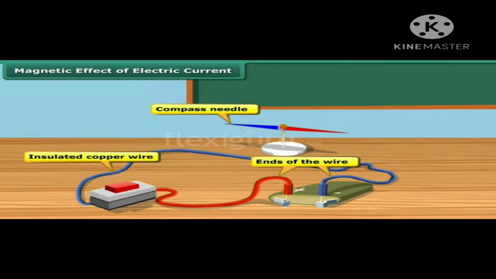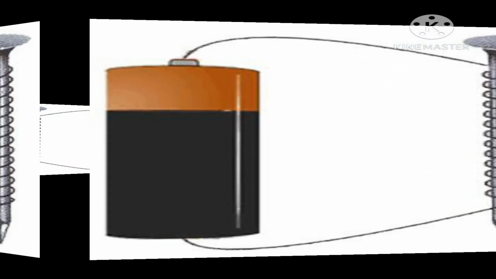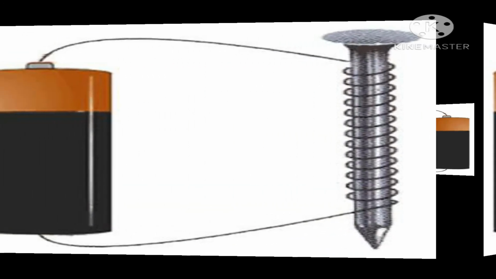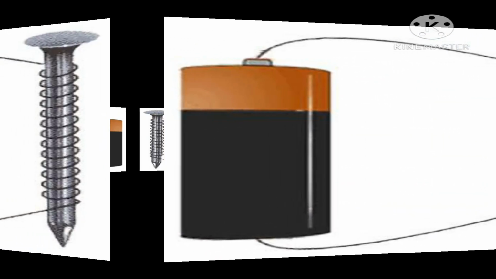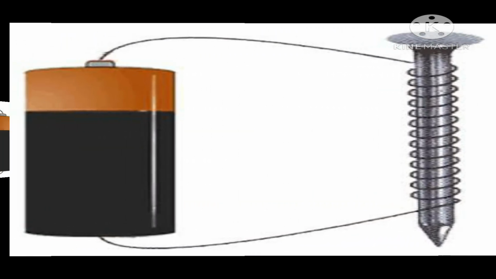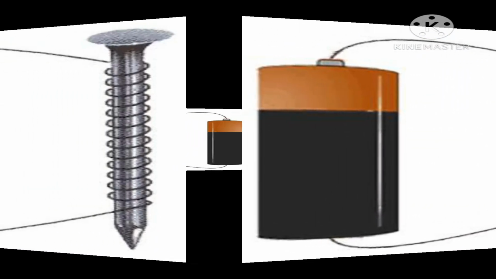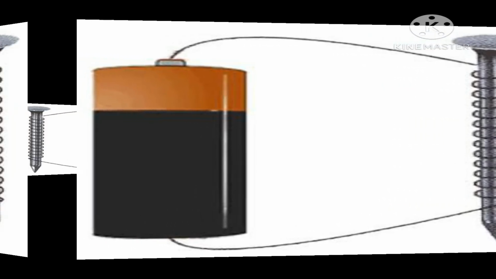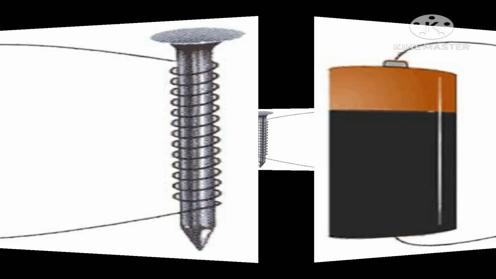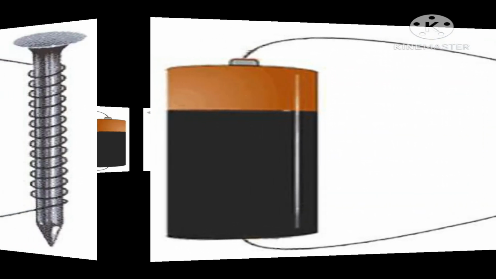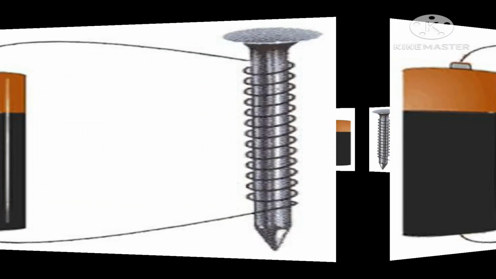Now the next is electromagnet. A magnet produced by passing an electric current through a coil of insulated wire wound around a soft iron rod is called an electromagnet. The magnetism of an electromagnet lasts only till a current passes through its coil. The strength of an electromagnet can be increased by increasing the number of turns in the coil and by increasing the current passing through the coil.